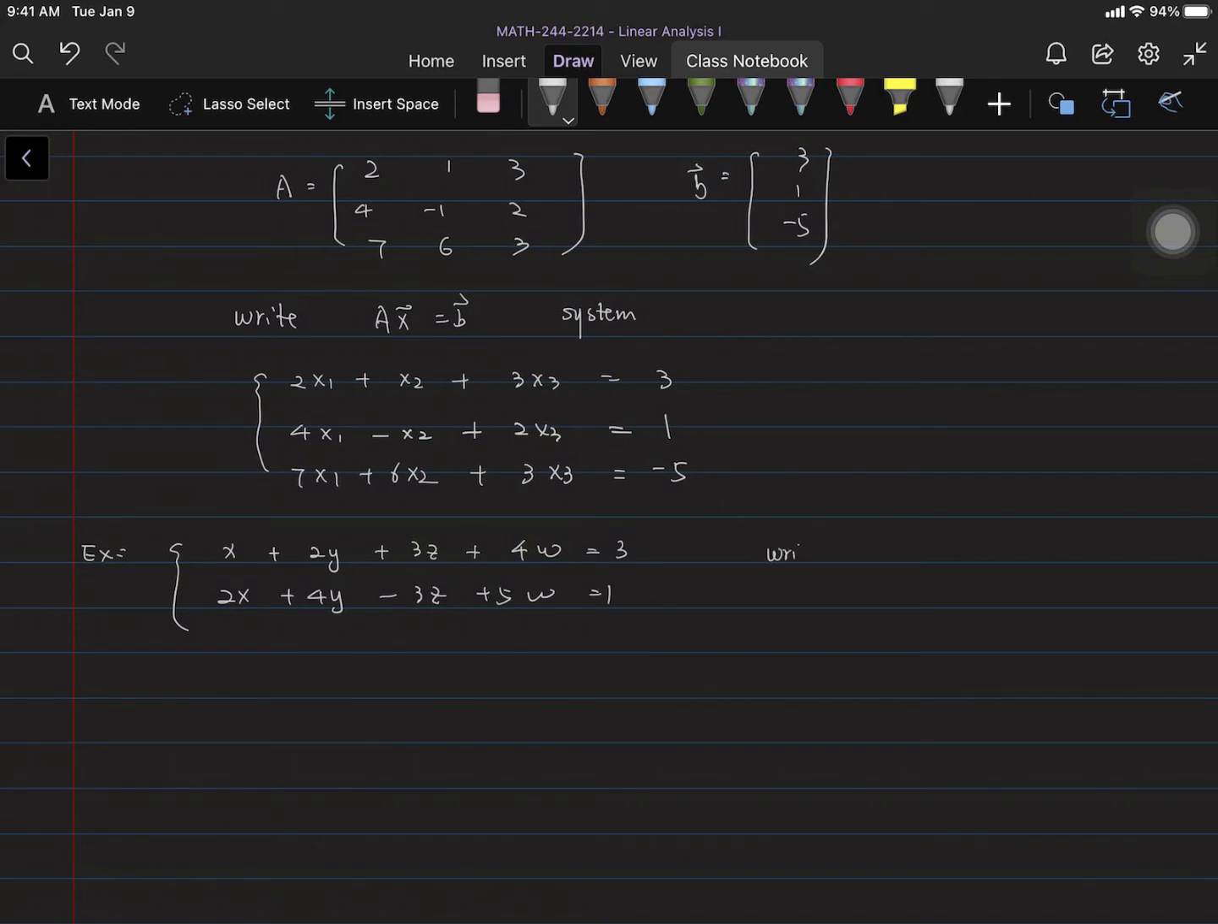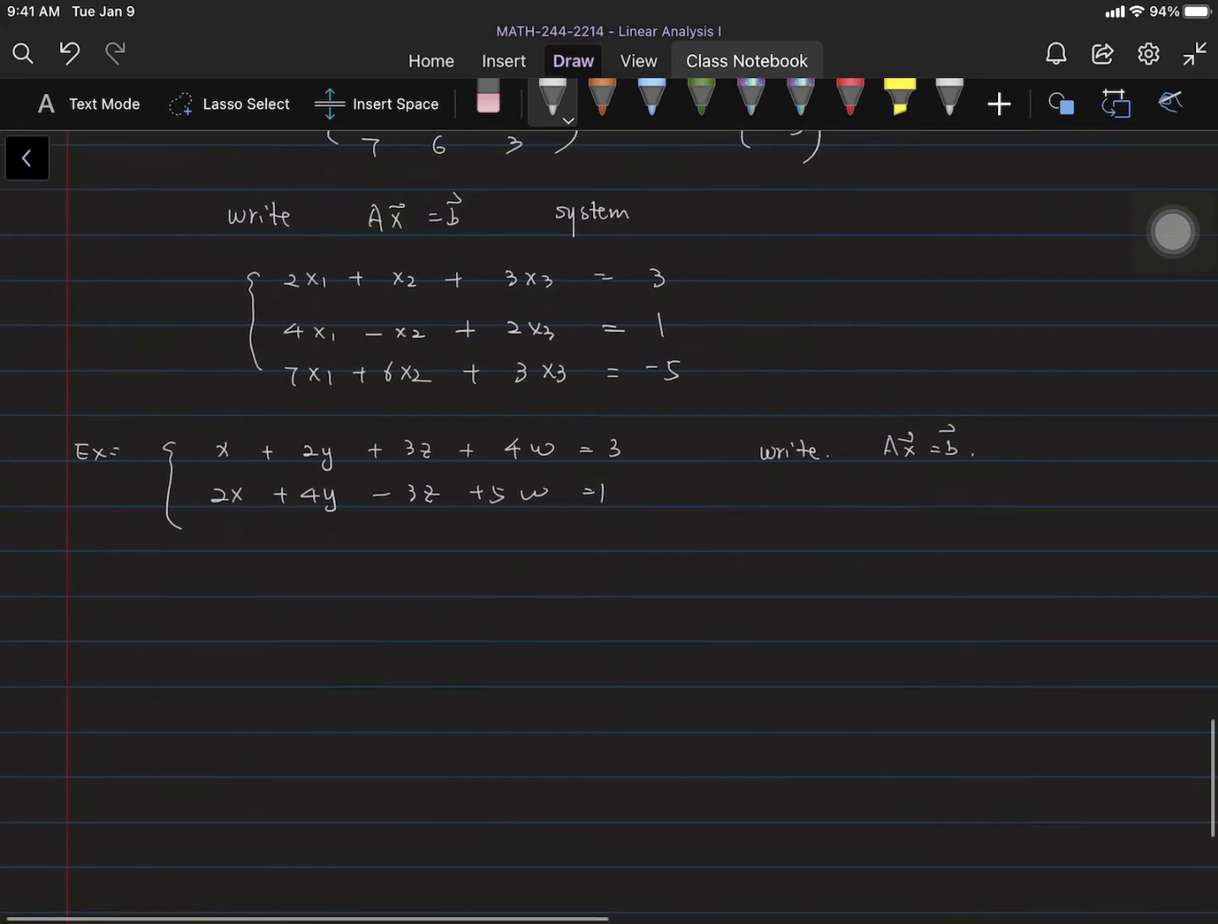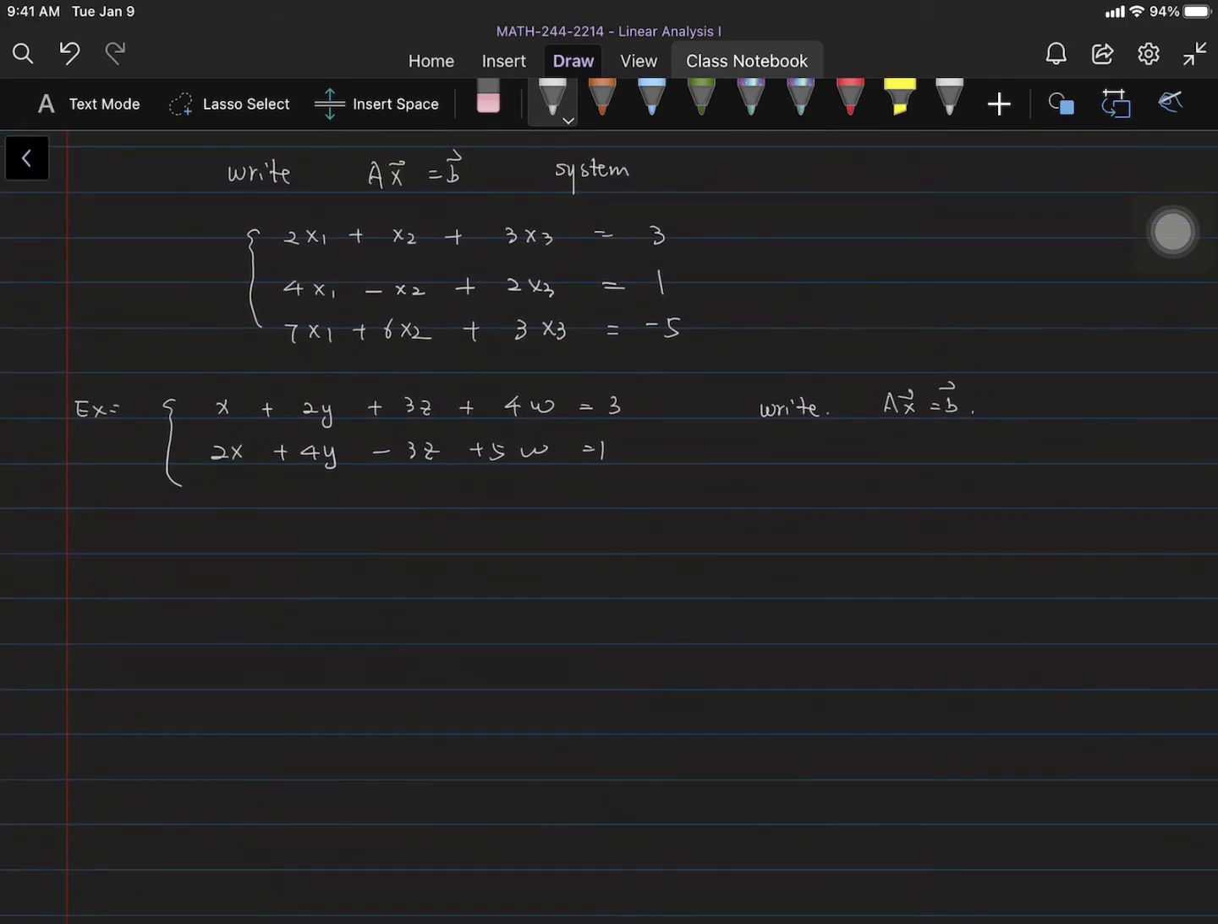Let's write this in this form, and please also find what is A, what is B. So let's write down this in vector form. Please try this by yourself. Okay, vector form. So what's the coefficient?